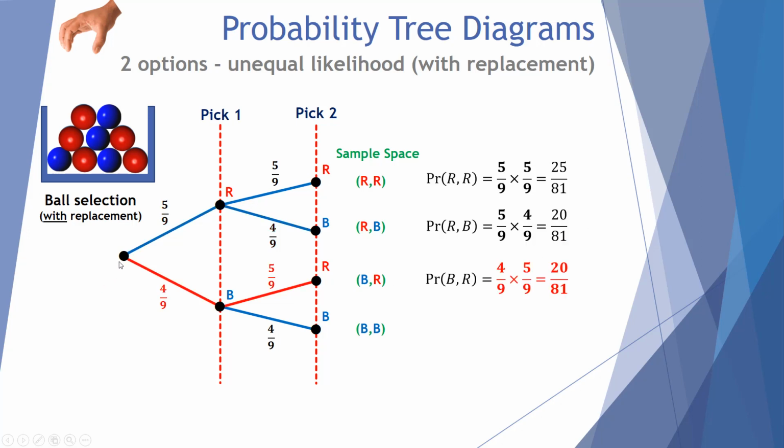The same again: if I select a blue on the first ball, there's a 4 on 9 chance, and a red on the second ball, there's a 5 on 9 chance. I get a total probability of picking a blue then a red by multiplying those individual probabilities, and I have 20 out of 81.